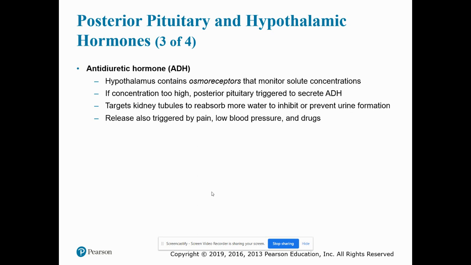Then we have antidiuretic hormone, ADH. The hypothalamus contains osmoreceptors that are going to monitor solute concentrations. So what this means is in our body, we have these receptors that are just trying to detect what the osmolarity is or what the concentration is of our body fluids. Okay, if the concentration gets too high, the posterior pituitary is going to be triggered to secrete antidiuretic hormone. Okay, and I don't know if you broke down that whole antidiuretic, but a diuretic is something that you would take if you want to get rid of fluid, right?